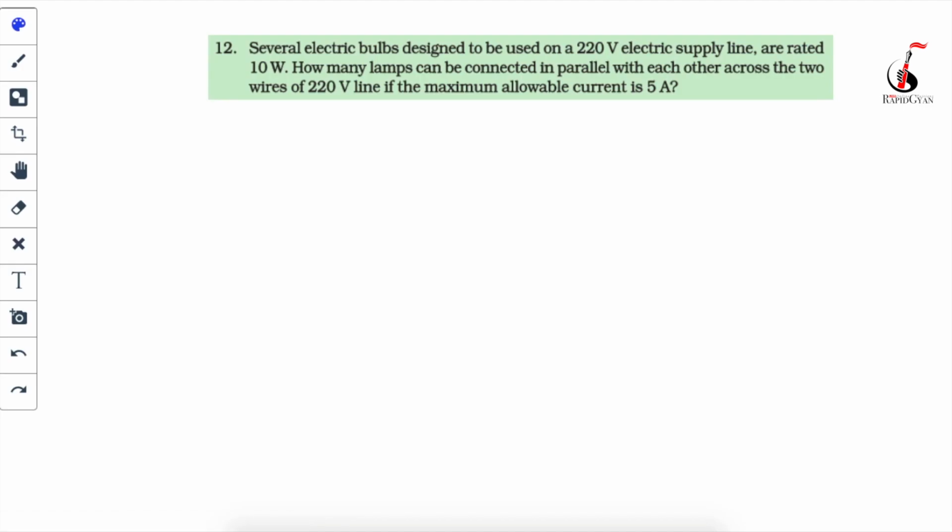Come here. So we know that the power of one bulb is 10 watt. One bulb is generating a power of 10 watt. So I know the value of P. P is equal to V square upon R. So let me find the resistance of one bulb. Let me take it as R1. So I am going to find the resistance of one bulb. So R1 will become V square upon P.